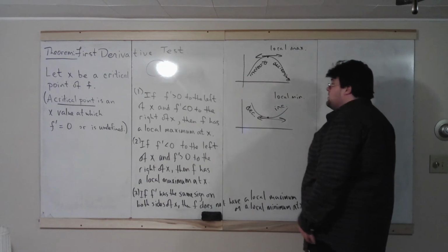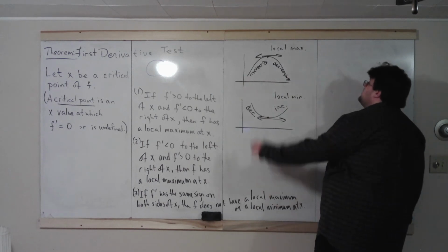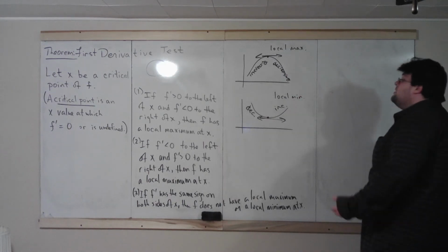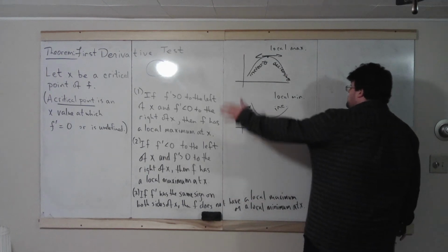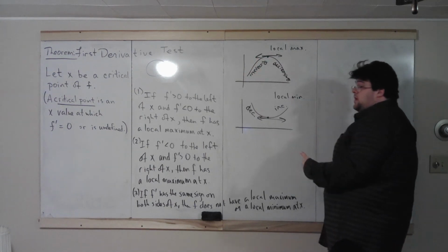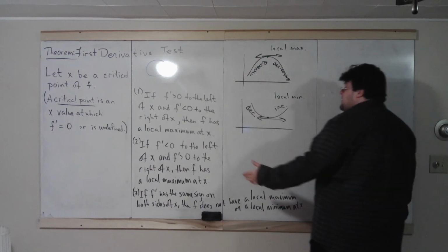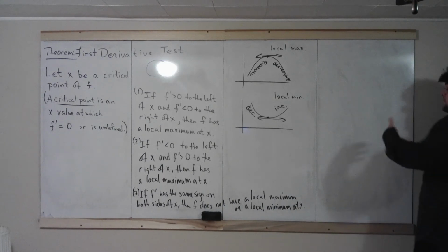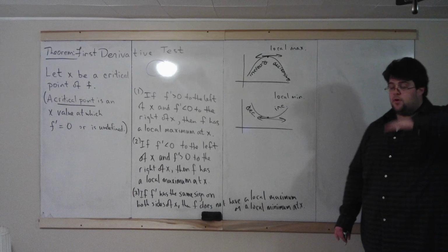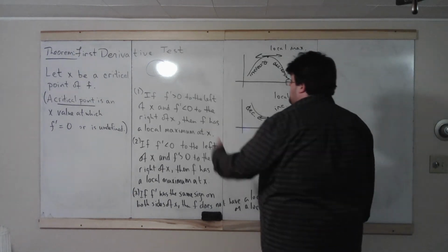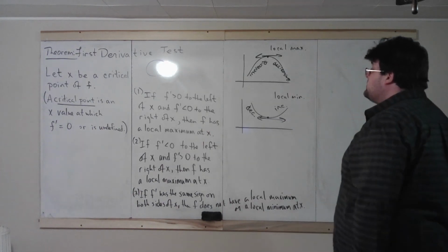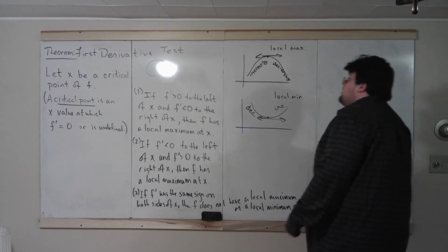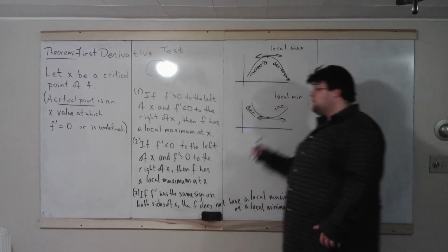And similarly on the right of x. If the derivative is negative, we will have that the function is decreasing, and then we will have this situation where that critical point will be at the top of a mound, because the function is increasing and then it switches to decreasing. In the middle of those will be a top point. So if f prime is positive to the left and negative to the right, then we have a local maximum at x. Part 2 is the same thing, except it describes this situation.